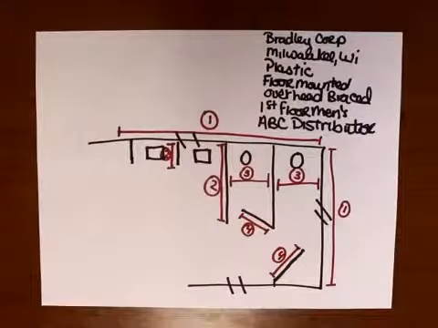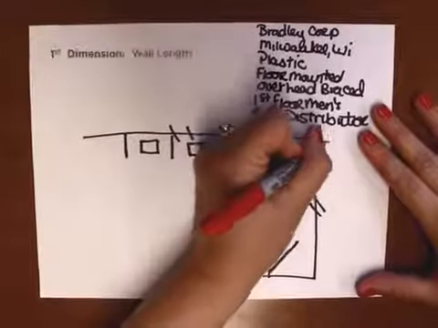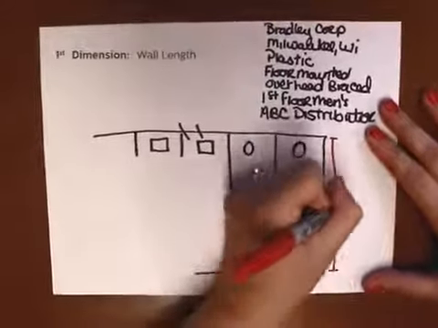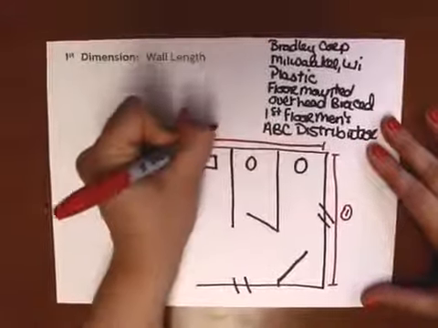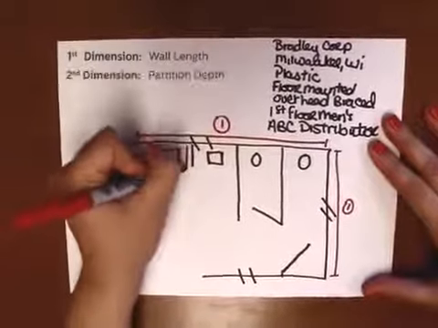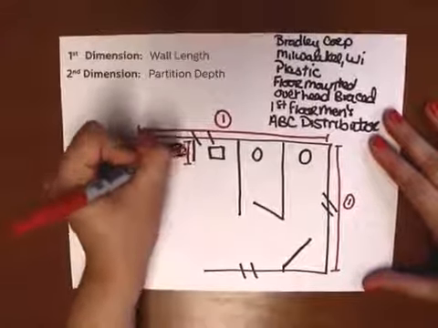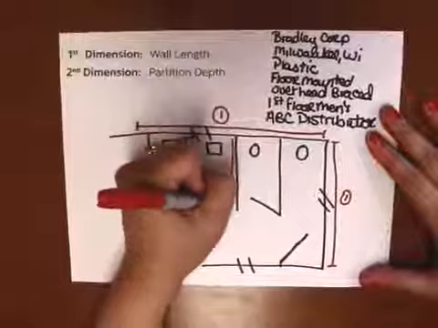There are 4 basic dimensions that we need to measure and include on the drawing. The first dimension is the length of the walls. The second is the depth of the partition stalls. Make sure to measure the depth of any urinal screens as well.